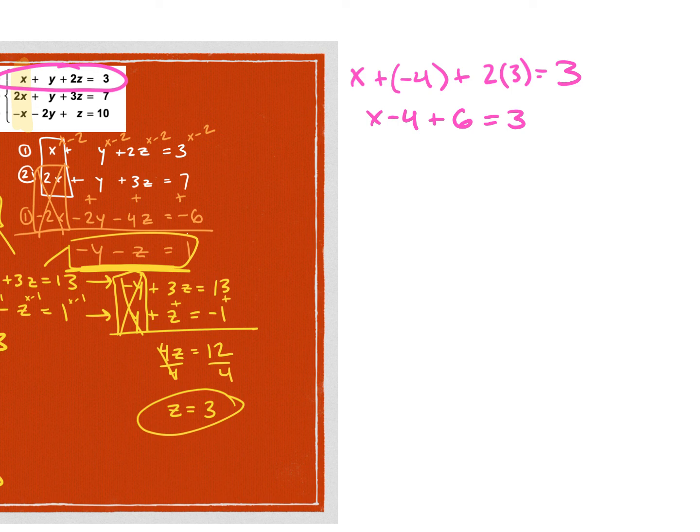What should I do next? Combine like terms. So x plus 2 is equal to 3. Then what should I do? Subtract 2. X is equal to 1. How would I write my answer?